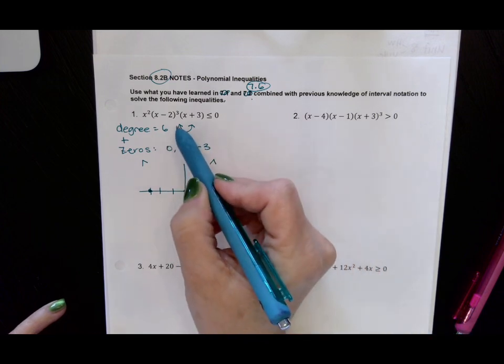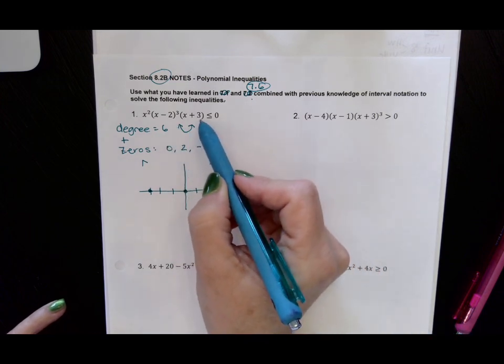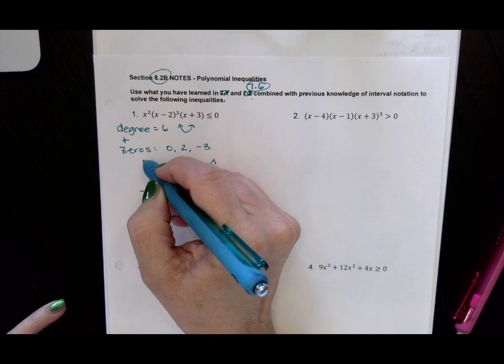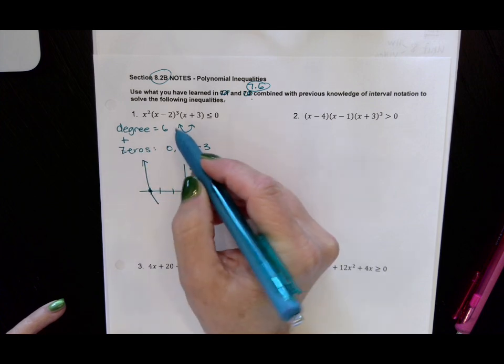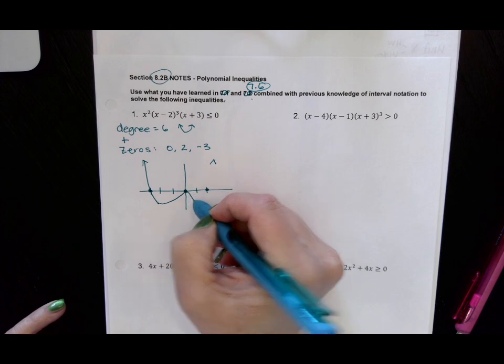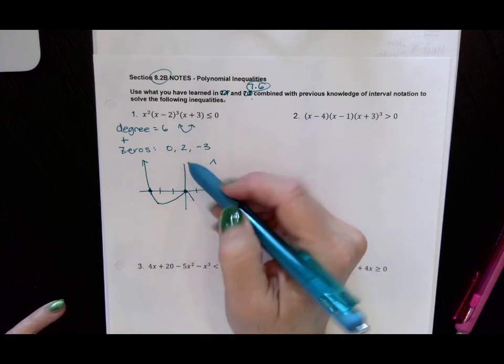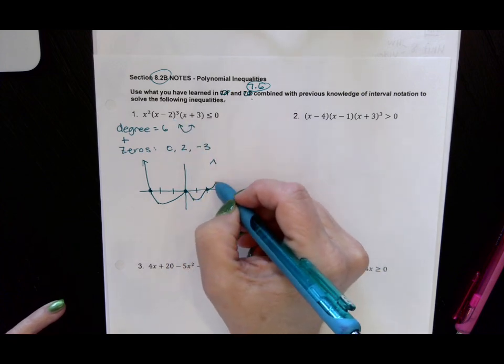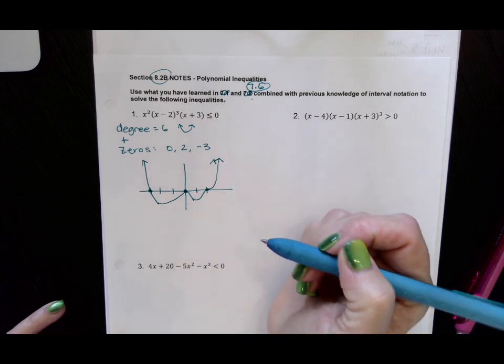So now I have to look at my multiplicities. So at -3, I'm going to cross, and then at 0, I'm going to bump, and then at 2, I've got a funky cross going on. So that's what this looks like.